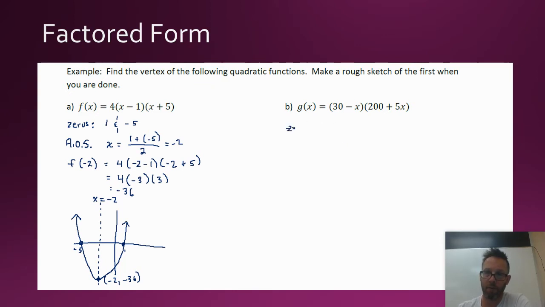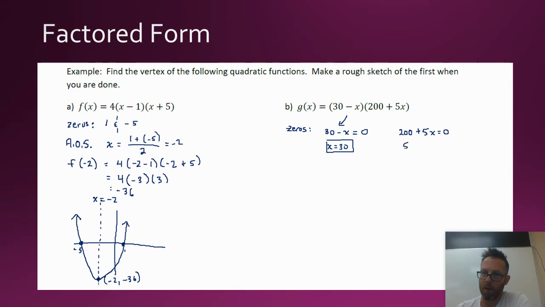So let's talk about the zeros. If it's not obvious, sometimes factored form might not be perfectly as it is in part A. You might have to think, well, what makes this first bracket equal to 0? We're finding the zeros, right? So we're just thinking, what makes it 0? Well, 30 minus 30 equals 0, solving that little equation. That's 30. And what makes the second bracket equal to 0?